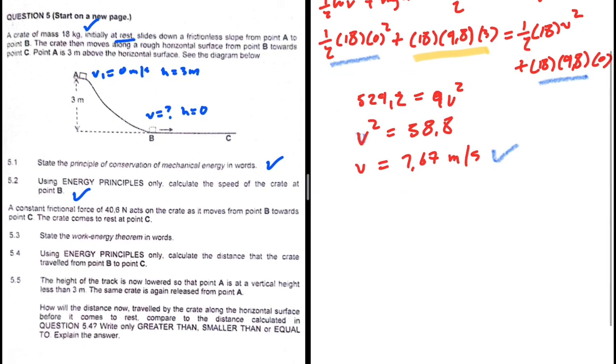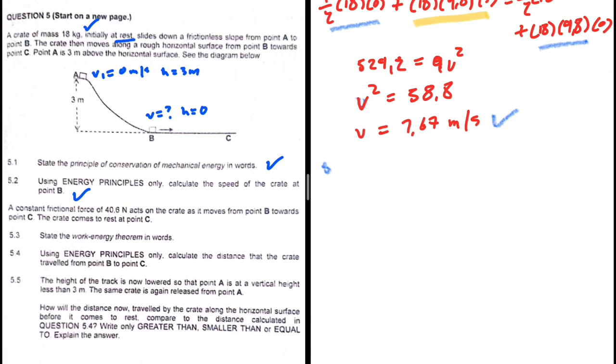Let's take a look at 5.3. We're supposed to state the work energy theorem in words. So one question and we have two definitions. You're very fortunate if you come across that in the examination. A constant frictional force of 40.6 newtons acts on the crate as it moves from point B towards point C. The crate comes to rest at point C. And then we stated the work energy theorem in 5.3. Well, we don't have to talk about that. You guys know it by now.